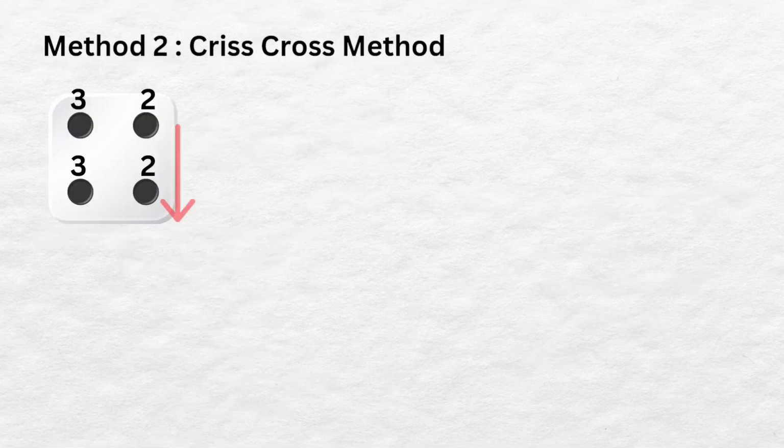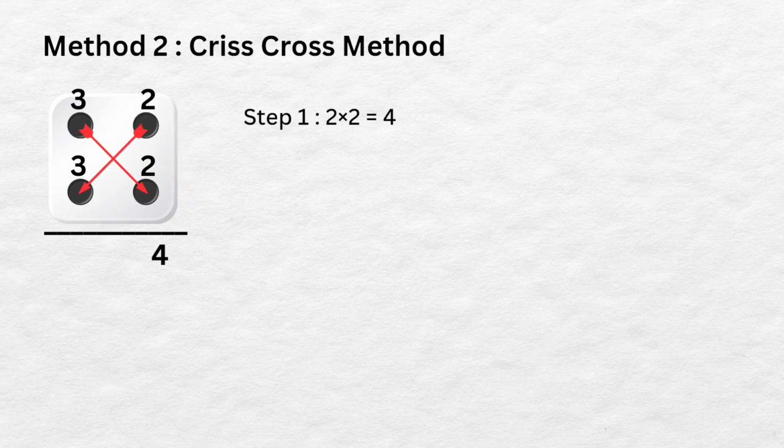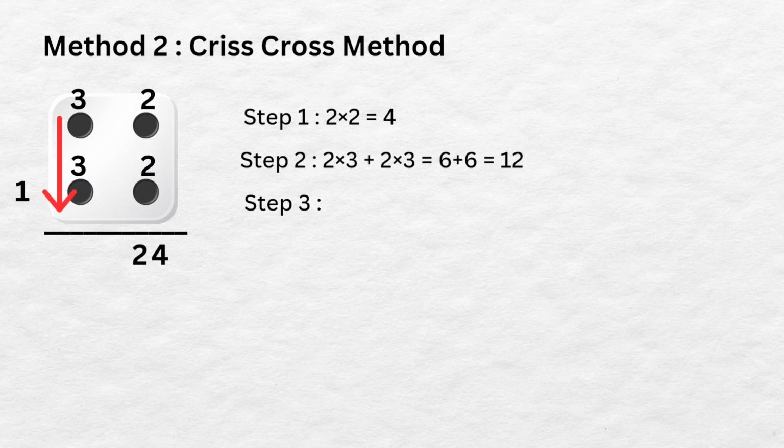Second method, crisscross method. In the first step, multiply 2 into 2, we get 4. In the next step, cross multiply 2 into 3 and 2 into 3 and then add. We get 12. 1 is carryover and write down the 2 in the answer. In the final step, multiply 3 into 3, we get 9. By adding the carryover, we get 10. So the final answer is 1024.